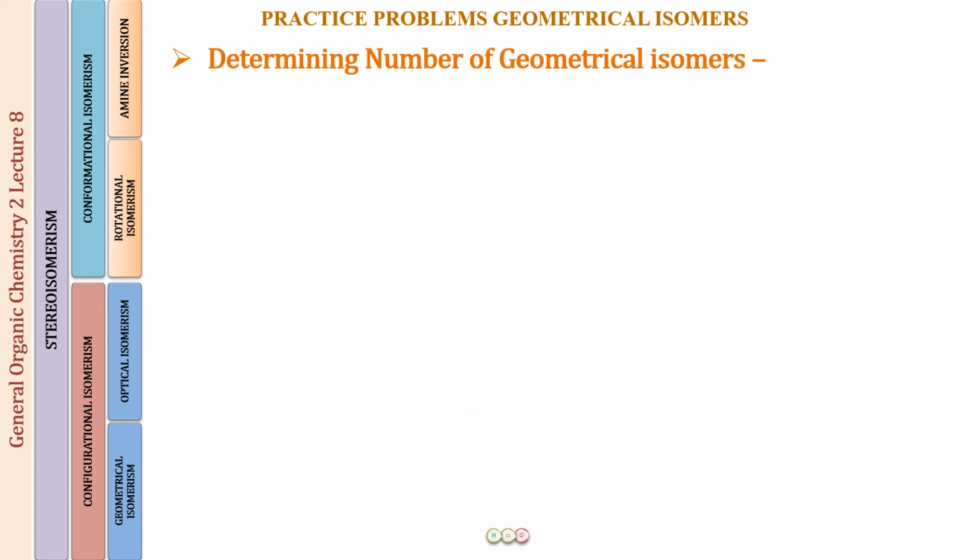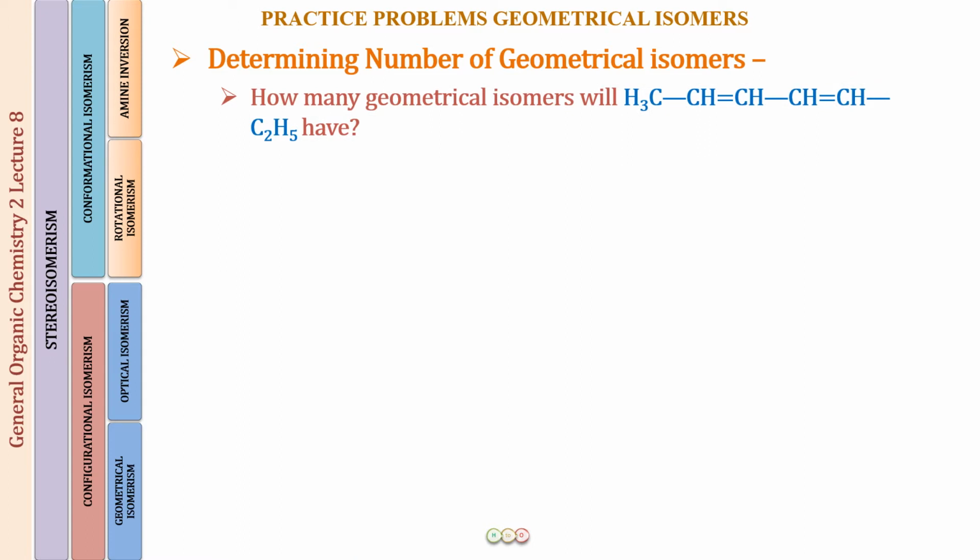So now that you know how to identify for a particular compound whether geometrical isomerism is possible or not, let us see how we are going to determine the number of geometrical isomers for a particular formula. So the question we have is, how many geometrical isomers will this structure have? Alright, so here what you can see is that we have two double bonds present in this compound.